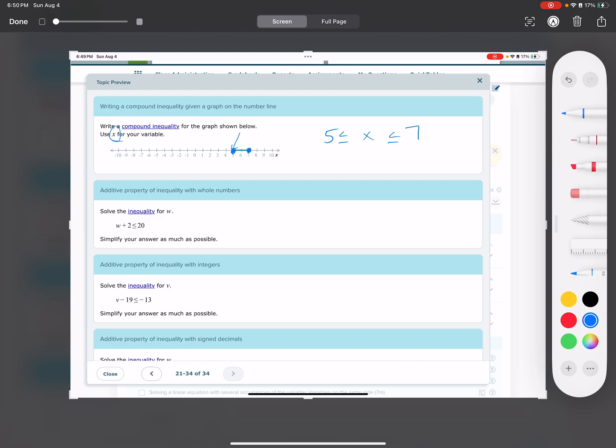Solve the inequality for this one here. So this is w plus 2 is less than or equal to 20. So you just subtract 2, and you get w is less than or equal to 18. This one is the additive property of inequality, and we solve it. I'm going to add 19 to both sides, and I'm going to get v is less than or equal to 6.